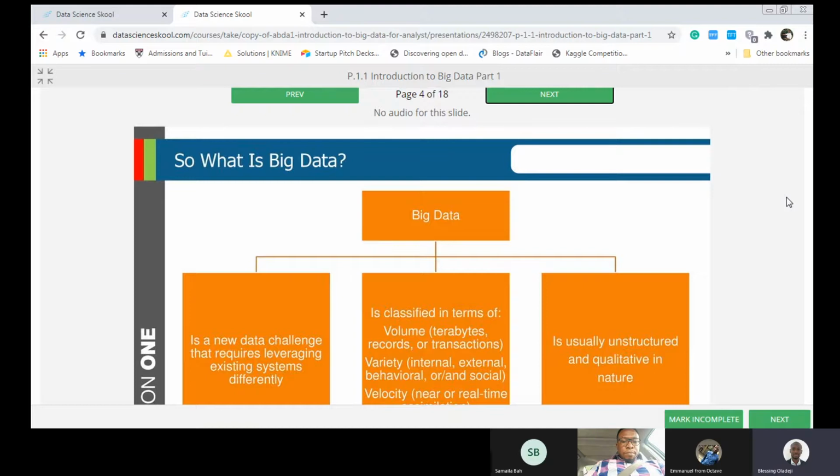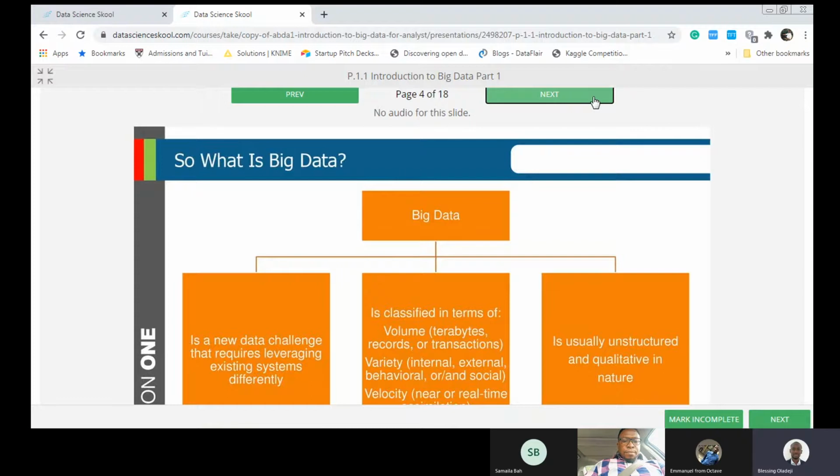So we talked about the volume of the data, the variety of the data, the velocity of the data. We also talked about the data. Most of the time, they come in unstructured format. Of course, however, there are also some structured kind of data that are also big data. I gave a lot of examples yesterday.